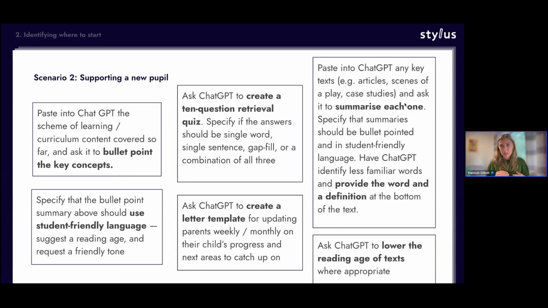And finally, dropping the reading age of text where appropriate. So we wouldn't do this necessarily for class readers where the text is the thing that they need to be able to access. But if we're talking about sources that are fed into a history project, say, can we get away with giving them the key information but not using the original text in the interest of letting them catch up?